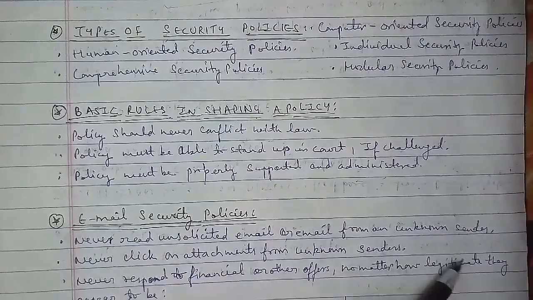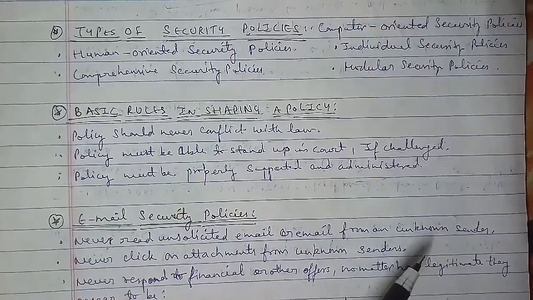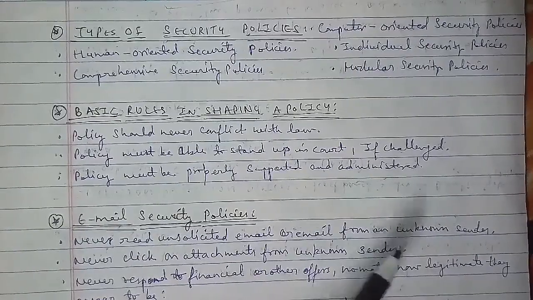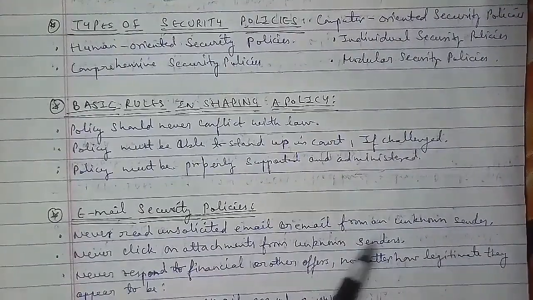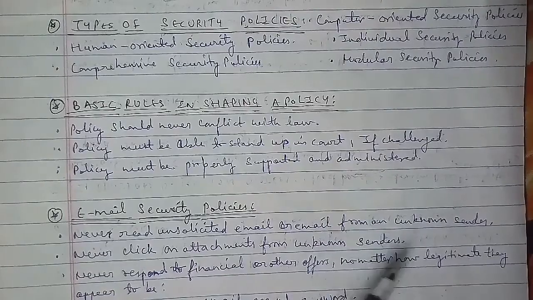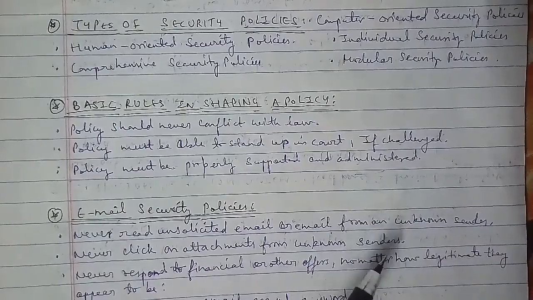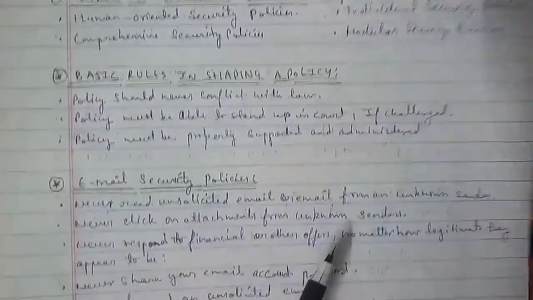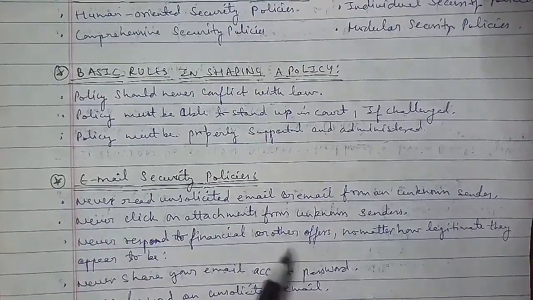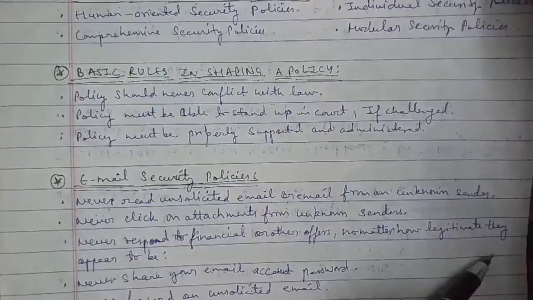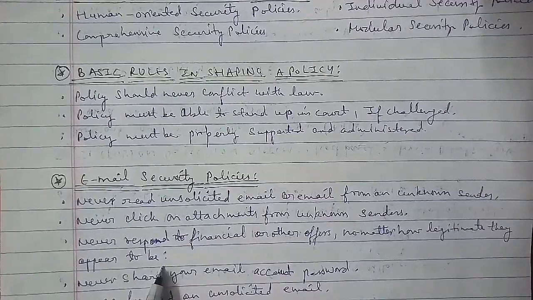The third one is never respond to financial or other offers, no matter how legitimate they appear to be. In the case of this, legitimate companies do not request confidential information such as credit card and social security numbers by email. Any sweepstakes or other offers that look too good to be true should be ignored. The next is never share your email account password. As with any passwords, email security information must be kept absolutely confidential.